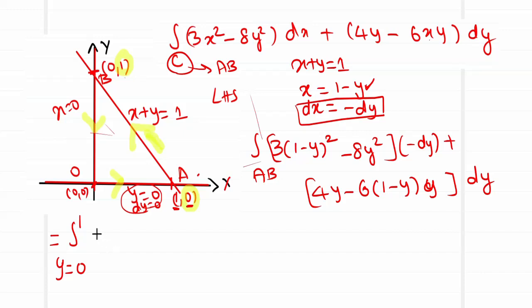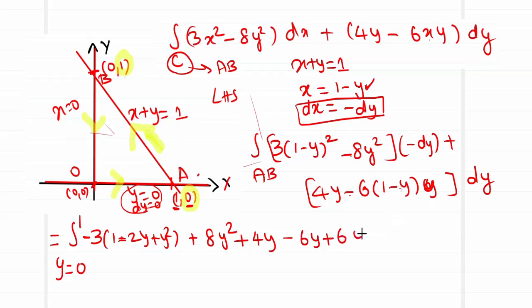The function to be simplified is 3 times 1 minus y the whole square. So I make it as 1 minus 2y plus y square, and there is a minus sign over here, so attaching this minus sign, it becomes plus 8y square, and I am taking this dy outside. The next term becomes 4y. The next term becomes minus 6, and this is a y over here, so it is minus 6y. Minus into minus becomes plus 6y into y, which gives y square. This entire quantity has now to be integrated with respect to the variable dy.